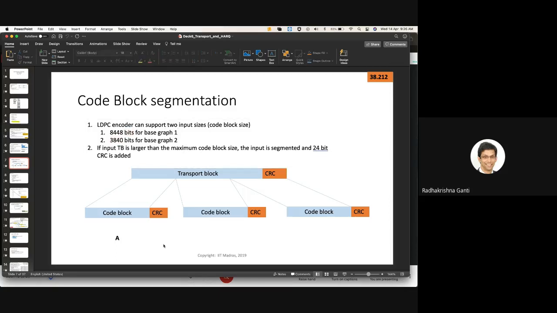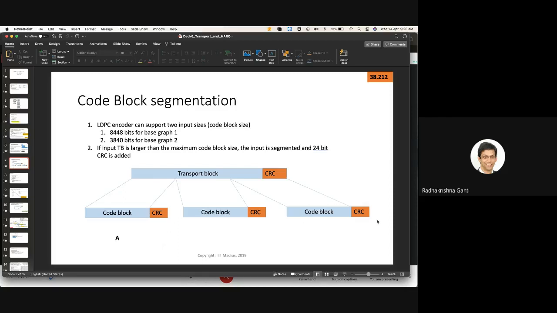Okay. So if the input TB is larger than the maximum code block size, and when I say input TB, I mean input TB plus CRC, at this point the TB CRC is done. They will break this transport block into smaller parts called code blocks and add a separate CRC. They compute the CRC for these code blocks and add it to them.